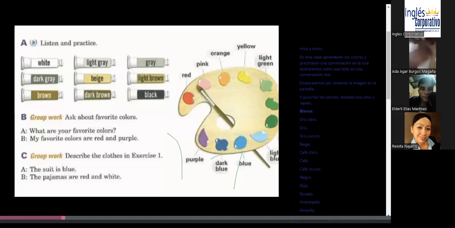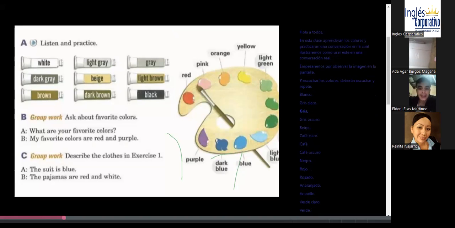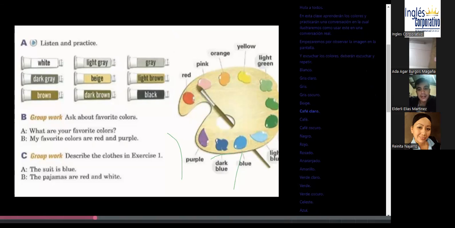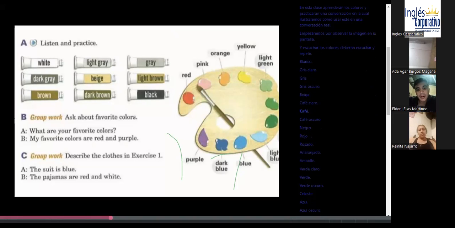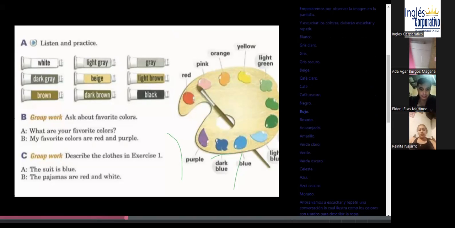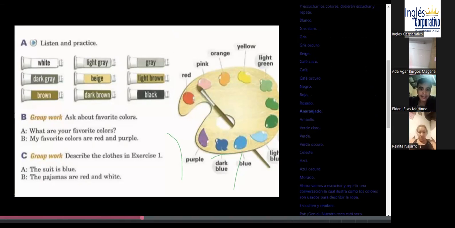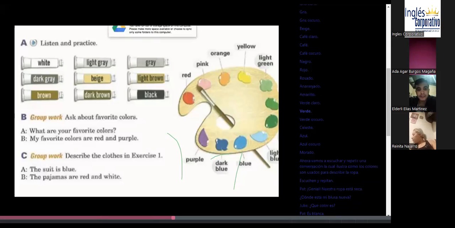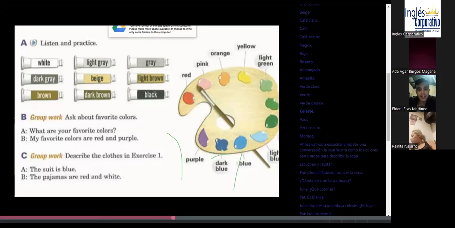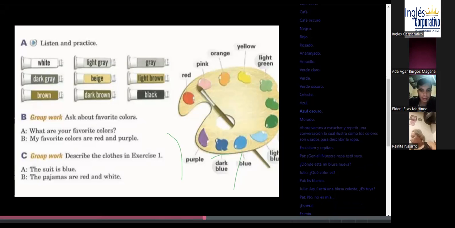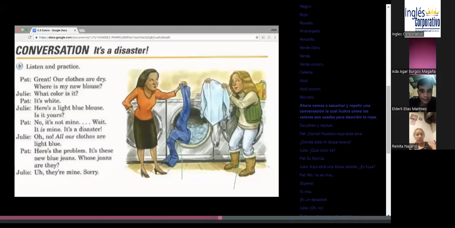White, light gray, gray, dark gray, beige, light brown, brown, dark brown, black, red, pink, orange, yellow, light green, green, dark green, light blue, blue, dark blue, purple.